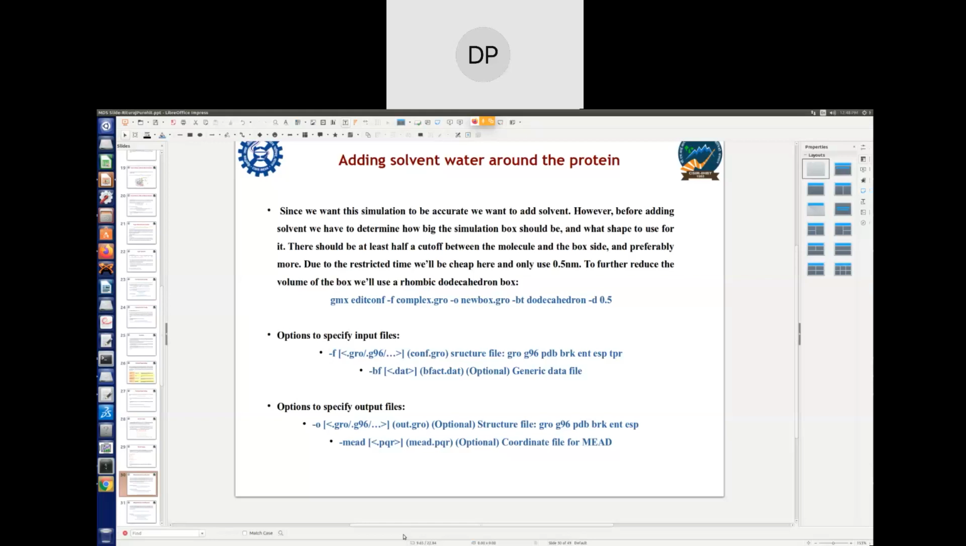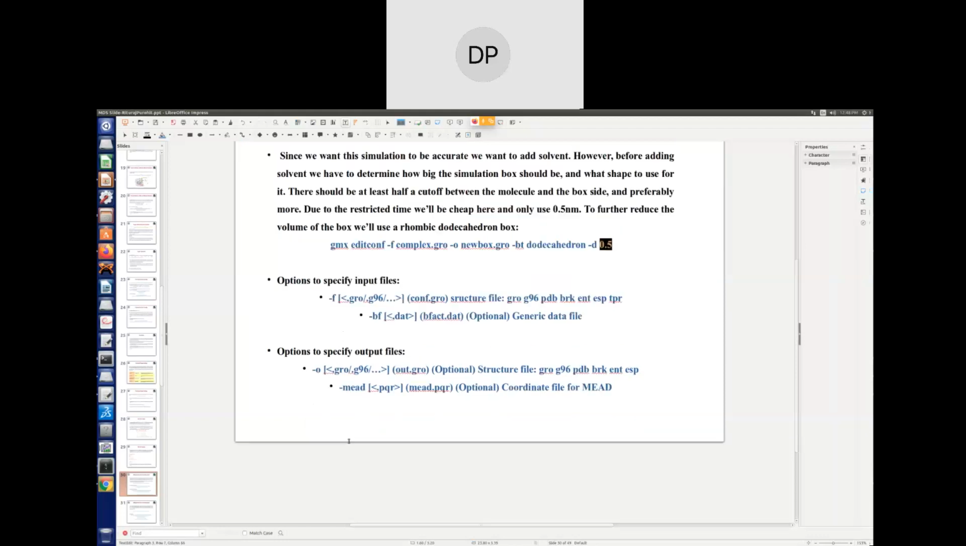To further reduce the volume of the box, we will have the rhombic dodecahedron box. This is one kind of box shape, generally used for big protein ligand complexes. If you have a very big complex, then you can use this option. Otherwise, cubic is most appropriate. And D is the distance between the box and the extreme of your protein ligand complex.